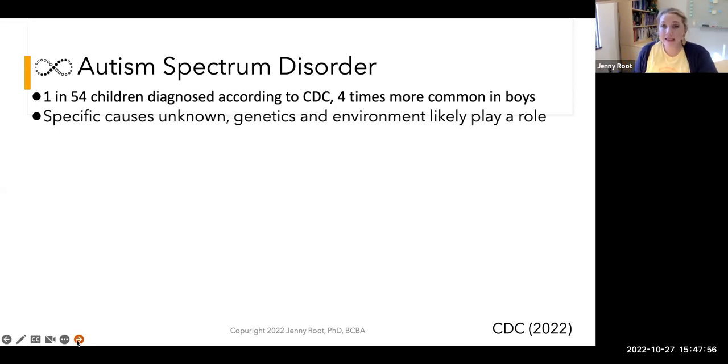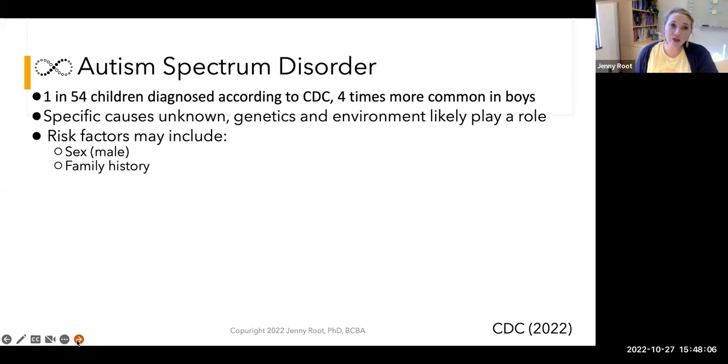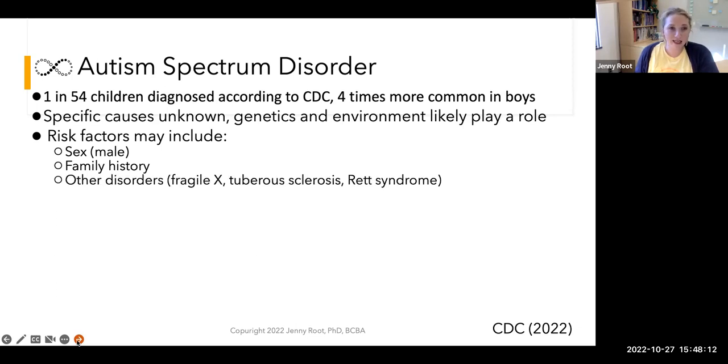Our specific cause, it's unknown. Currently, science says that it's a mix of genetics and environment. There are some risk factors, male being one of them, family history. So similarly to a learning disability or ADHD, it's genetic. There are other disorders that often occur alongside autism. So Fragile X, tuberous sclerosis, and Rett syndrome, which only affects females. And then some thought about perhaps premature delivery. We're still not sure about that.